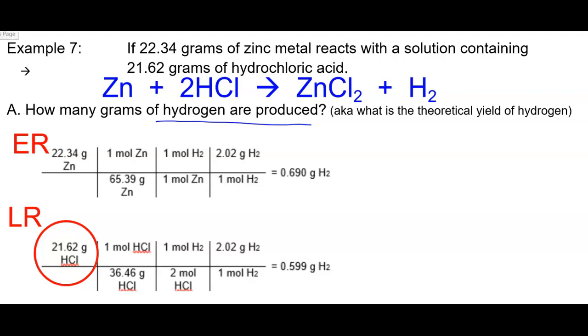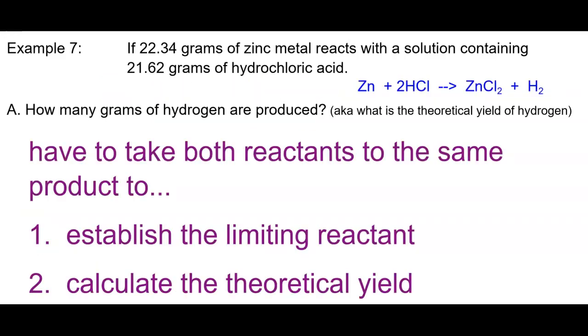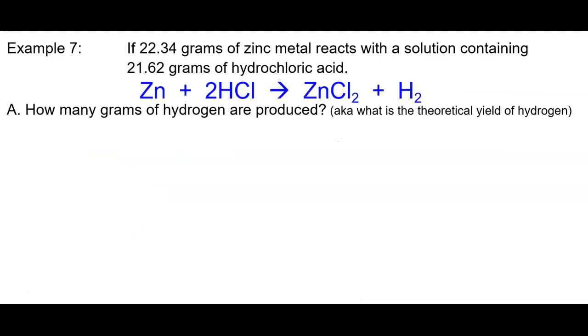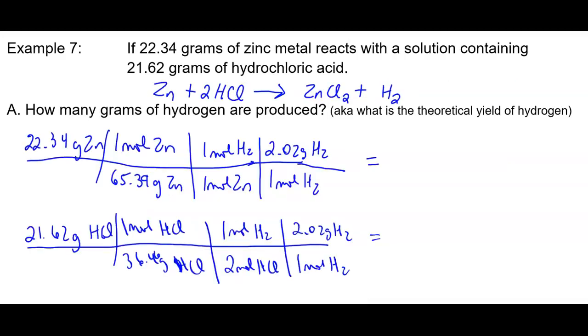Okay, so let's go back for just a moment. Let's talk about what we did. What we were doing is we were taking both reactants to the same product, right? We did this to do 2 things: to establish a limiting reactant and to calculate the theoretical yield. So that's the work I was doing here. Okay, walked you through it.